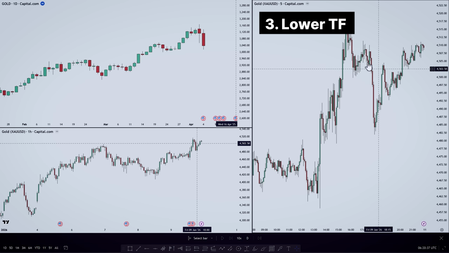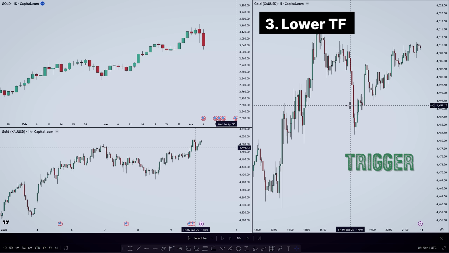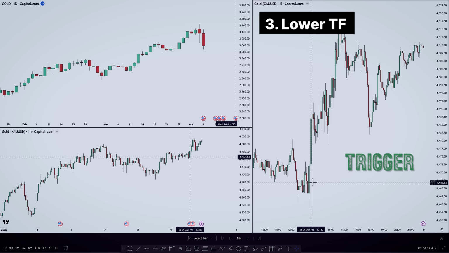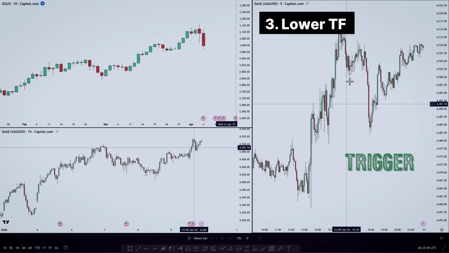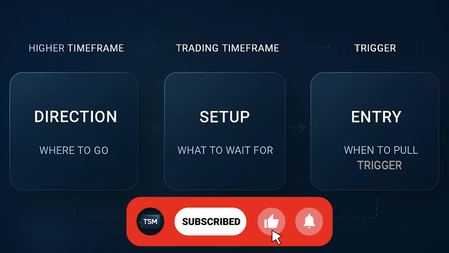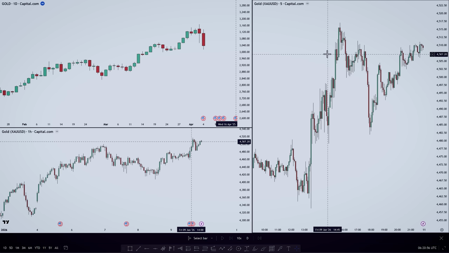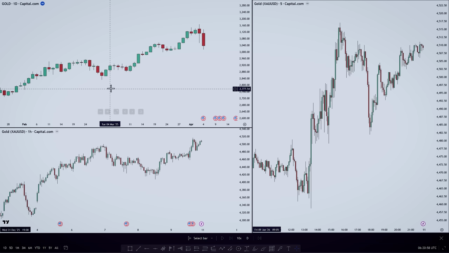Third, the lower time frame. This is your trigger. This is where you get surgical. You are not looking for setups here. You're timing the exact moment to enter. So the higher time frame tells you direction. The trading time frame tells you setup. Trigger tells you entry. Skip any of these and you're trading blind.